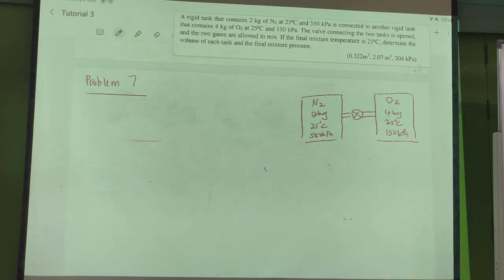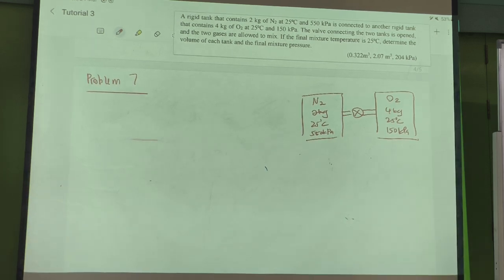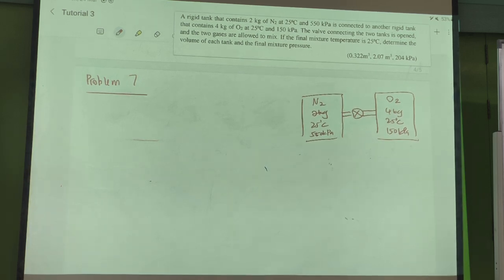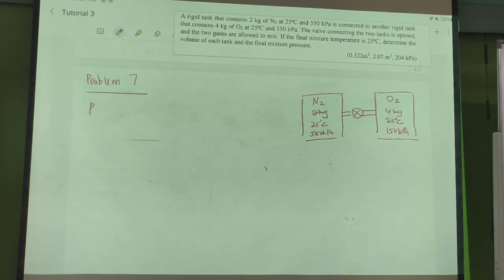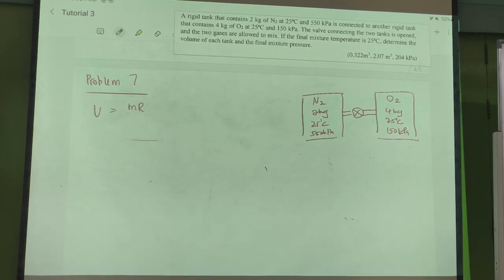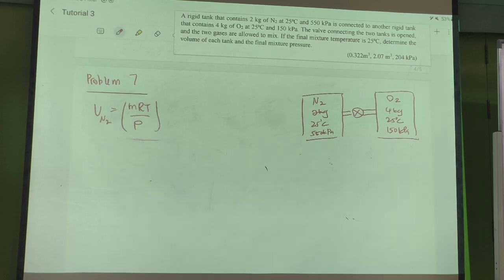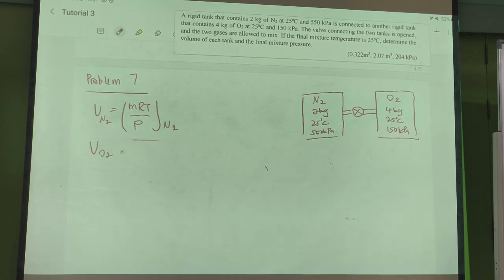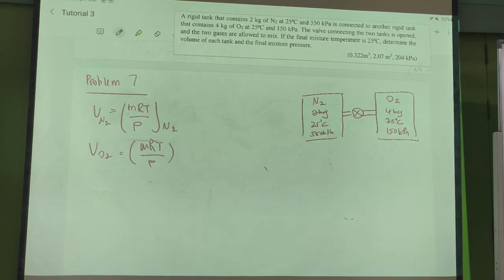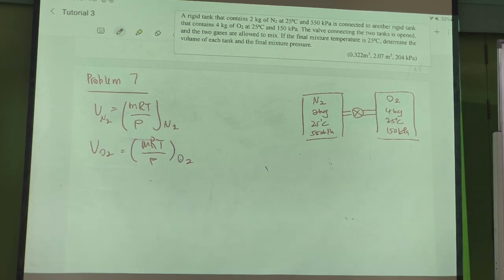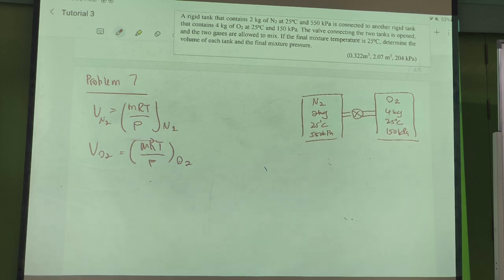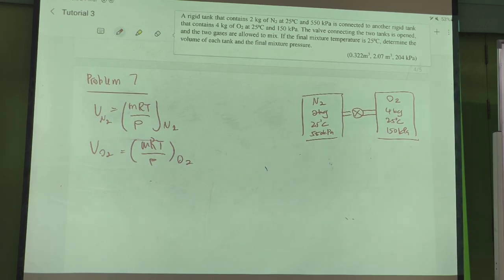Now, you look at the question: determine the volume of each tank. This one you can find, right? How? PV equals mRT. You do them separately. So V equals mRT over P. You find it for N2, so this whole thing you use N2. Then V of O2, you can find the same way, and this one is for O2. You need the R value from the table, but other than that, temperature, pressure, mass are all given by the question. So you can find the volume of each tank, right? So here we settled the first one.